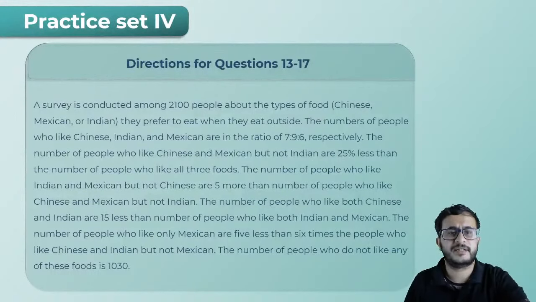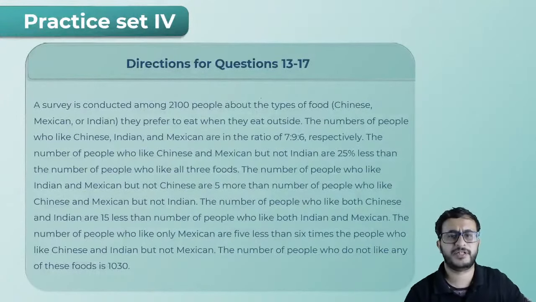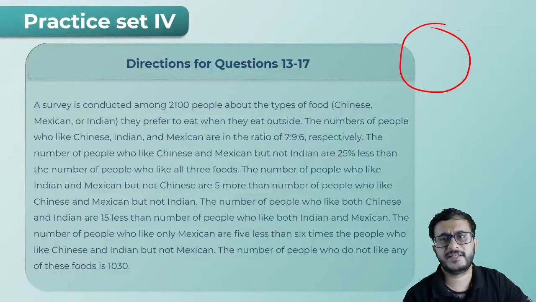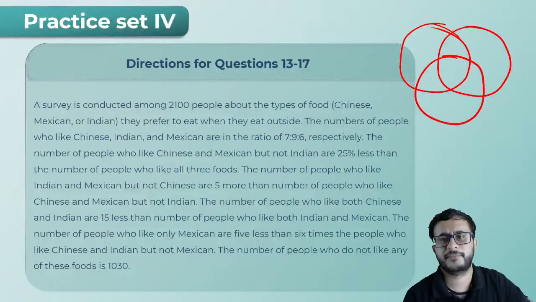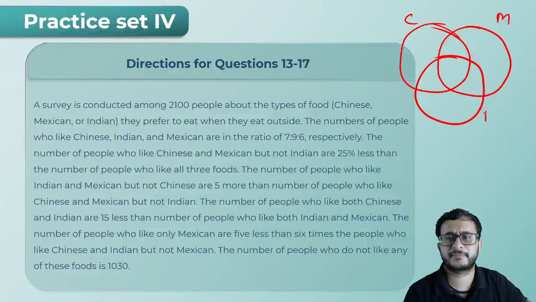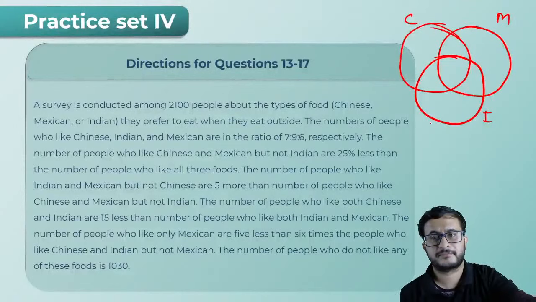It says that a survey was conducted among 2100 people about the types of food Chinese, Mexican, or Indian they prefer to eat when they eat outside. Okay, so again a three-set Venn diagram. Again, it will involve some heavy calculations probably. Chinese, Mexican, and Indian. Okay, so try to solve it.